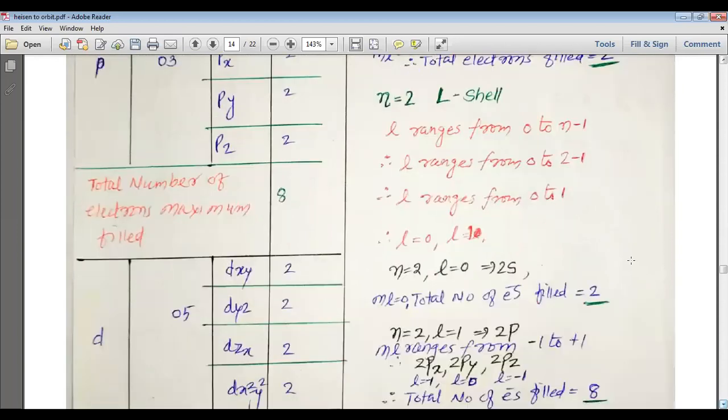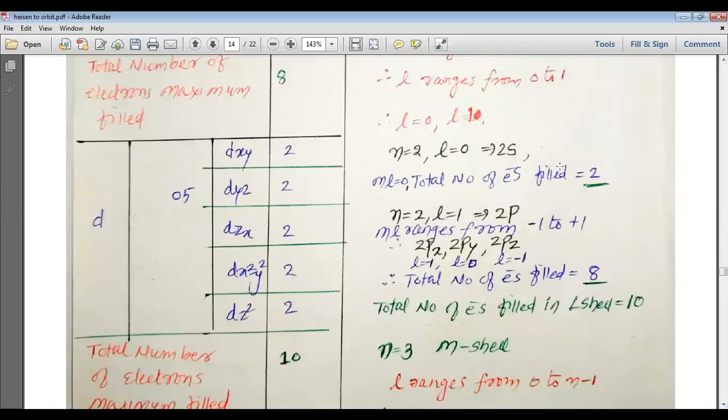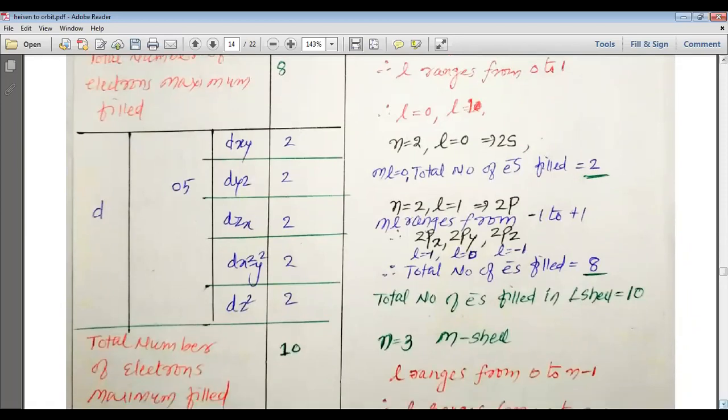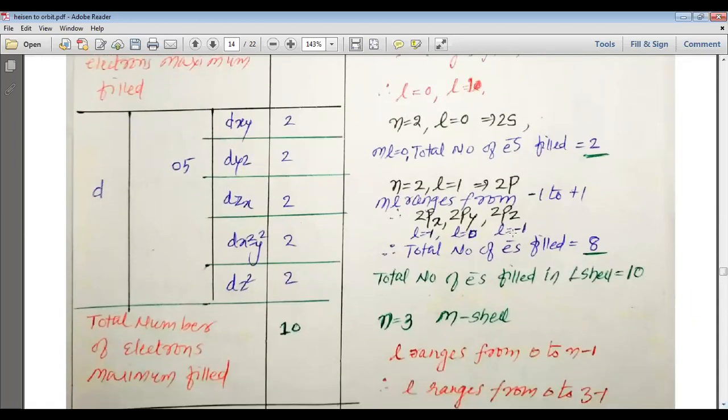In the same way, if you look at the n is equal to 2 shell, we have the L shell. So l ranges from 0 to 1, because l ranges from 0 to n minus 1. Therefore, l is equal to 0 and l is equal to 1. That represents 2s as well as 2p. In 2s, we can fill a maximum of 2 electrons, whereas in 2p we have 2px, 2py and 2pz, so we can fill a maximum of 6 electrons. In this way, 6 plus 2, that is 8 electrons, can be filled into the L shell.